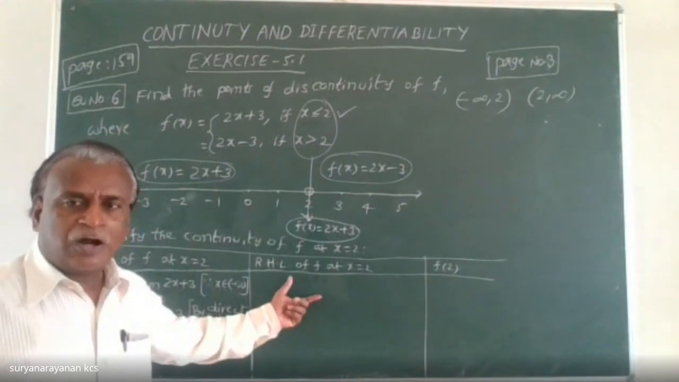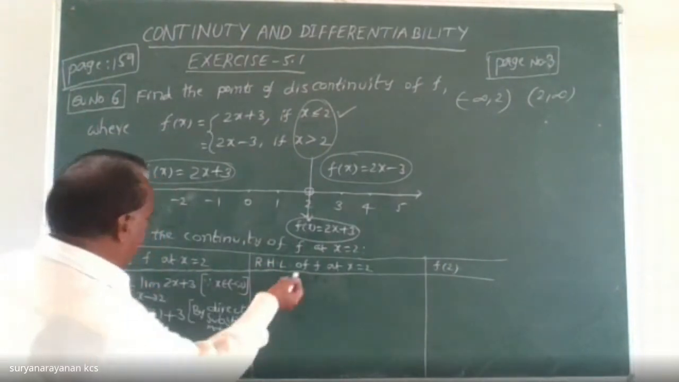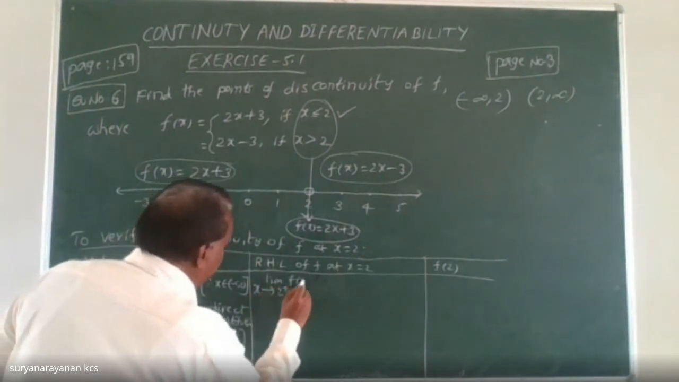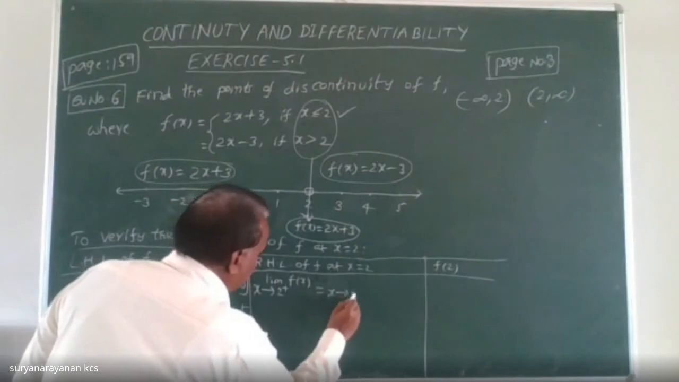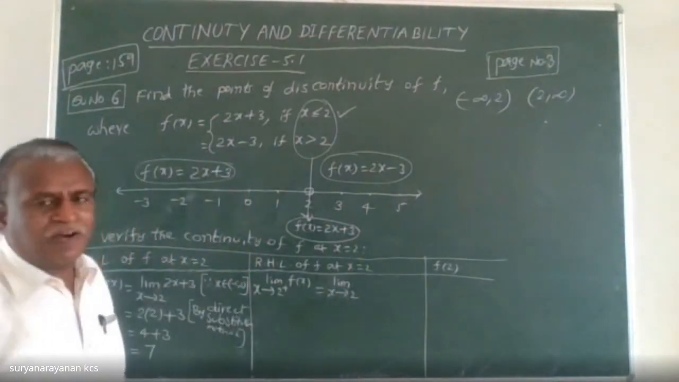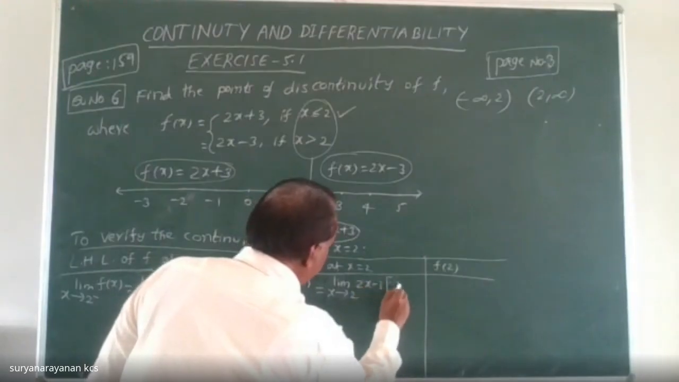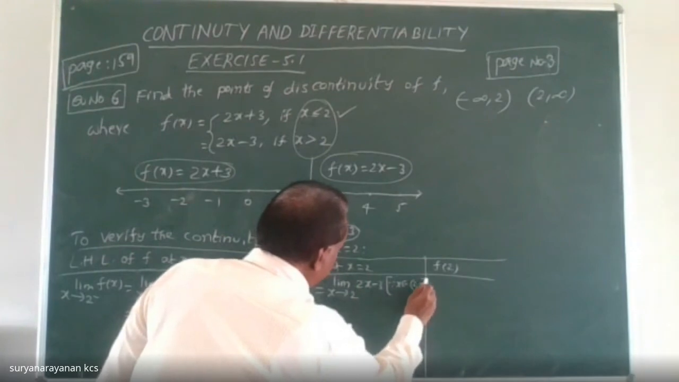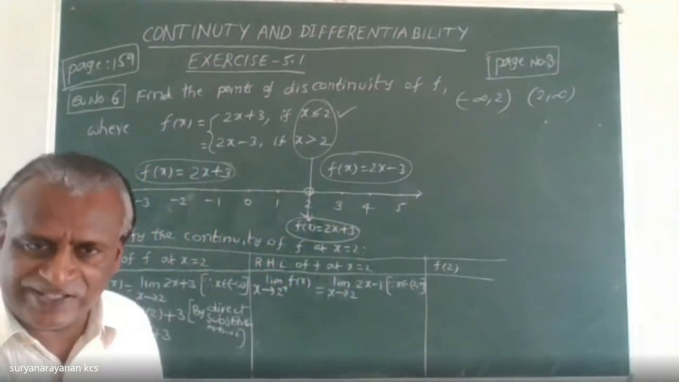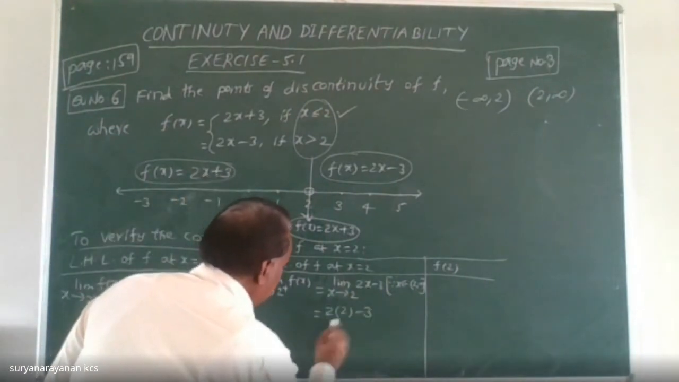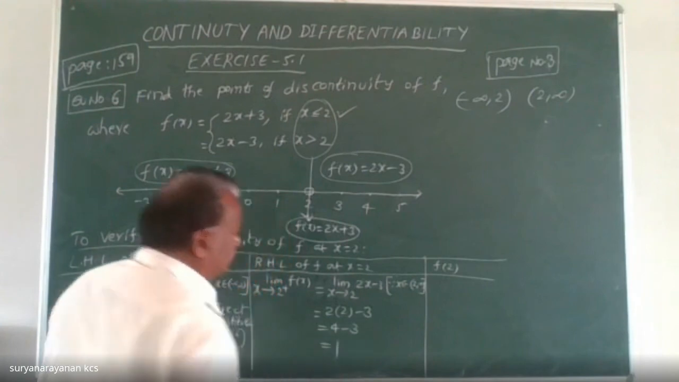Similarly, we find the RHL, right hand limit of f at x equal to 2. We denote it as x tends to 2 plus f of x. Tell me what is the function in this interval? 2x minus 3, sir. Yes, 2x minus 3 because x belongs to (2, infinity). In this interval only, we are taking the values of x. How do you find? 4 minus 3, that is 1.